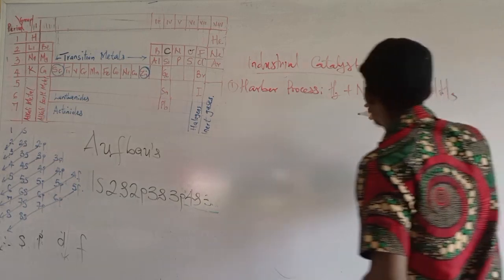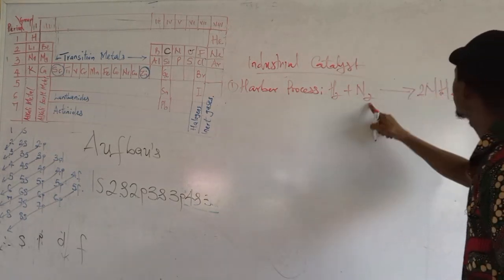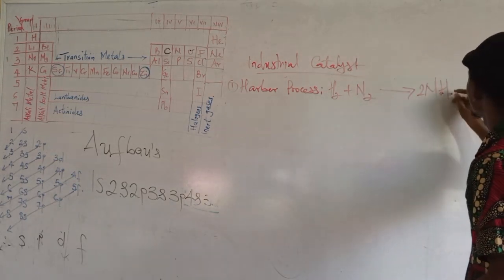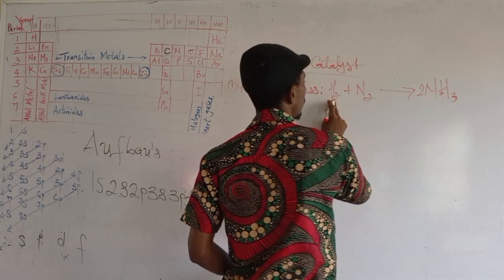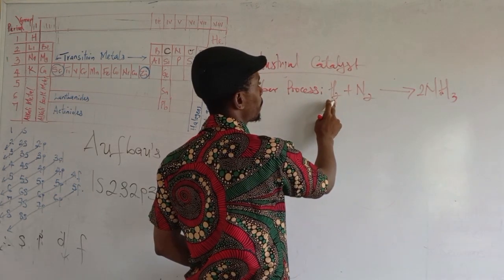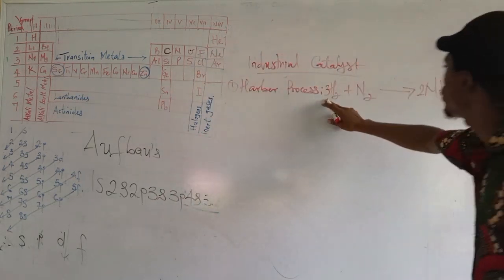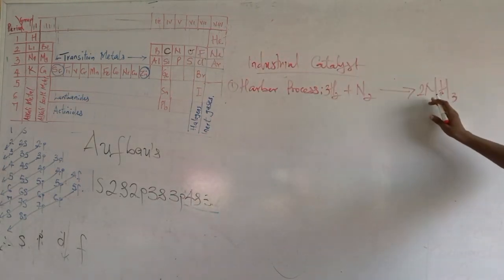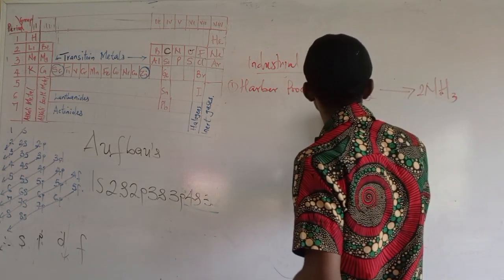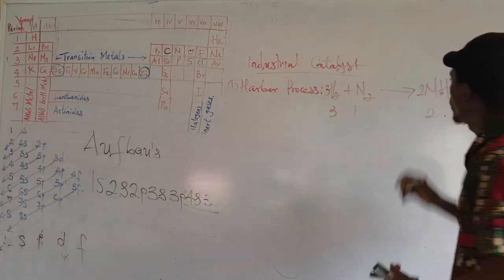Ammonia is a gas, okay? Nitrogen is 1, hydrogen is 3. So hydrogen is 3. So hydrogen is now 6. So we have the ratio of 3 to 1.